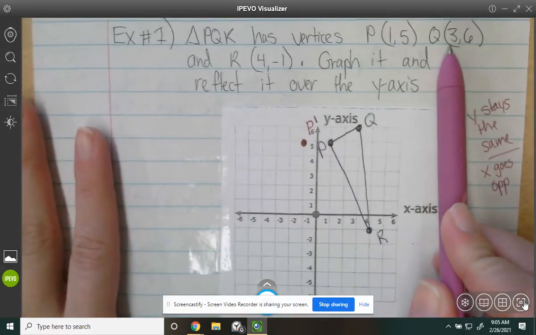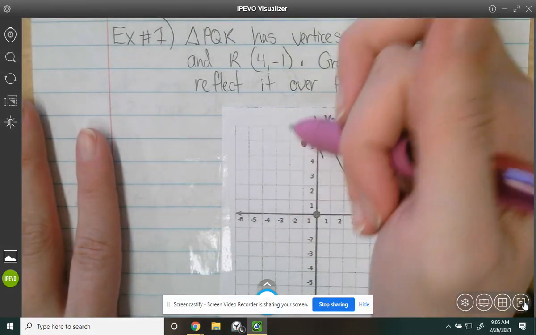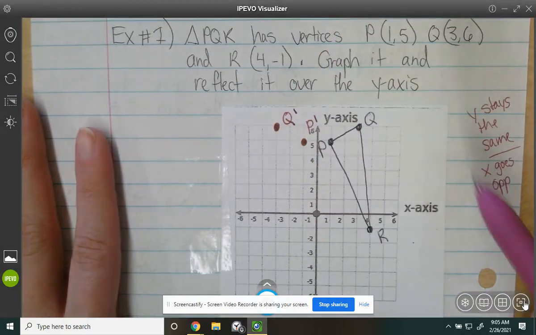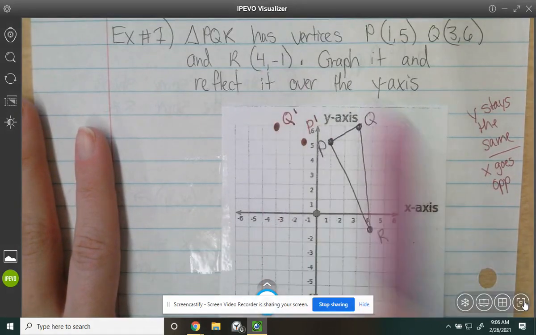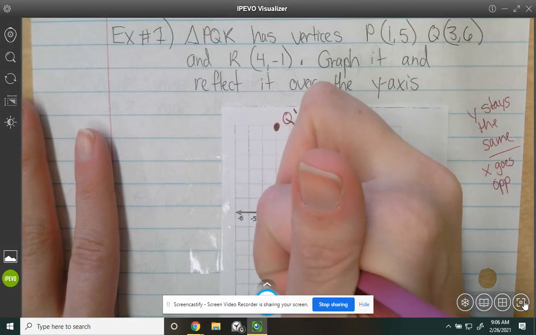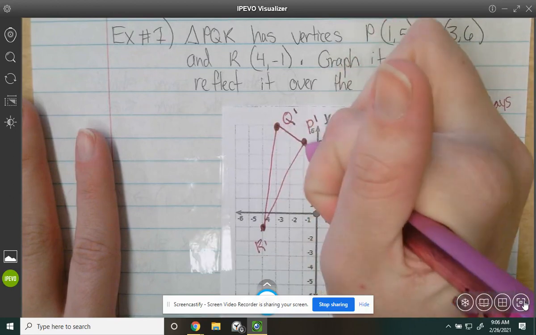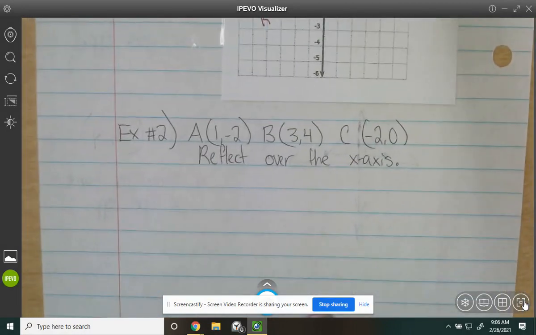Q is no longer at 3, 6. It's at negative 3, 6. And R is no longer at 4, negative 1. It's going to be at negative 4, negative 1. Okay. And that's it. So let's do one more. Go ahead and write that one down. Pause it. Write it down.